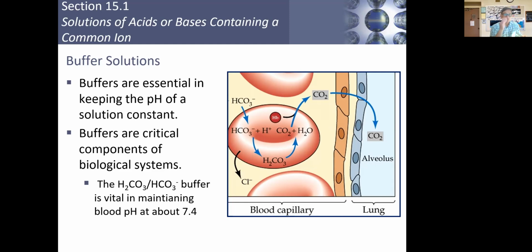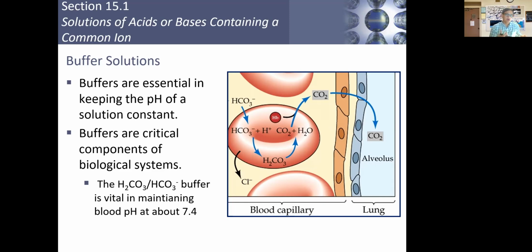Living organisms are dependent on making sure that our pH falls within a very, very narrow range. If our pH shifts beyond that range, then we're in trouble. The pH for humans is roughly about 7, a little bit over 7.5, around neutrality. And so the blood pH has to be around 7.4.